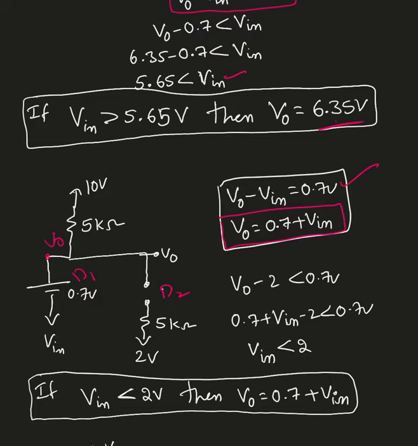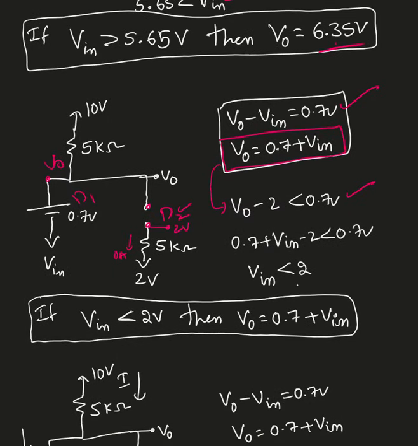So the equation is, I'm assuming D2 is open, right? So since D2 is open, there is no current passing through this 5k ohms, so that is 0 ampere. So the voltage at that point must be 2 volts. So V0 minus 2 must be less than 0.7 volts. So I'm going to substitute the V0 value here. So 0.7 plus Vin minus 2 less than 0.7. We'll end up with Vin less than 2 volts.